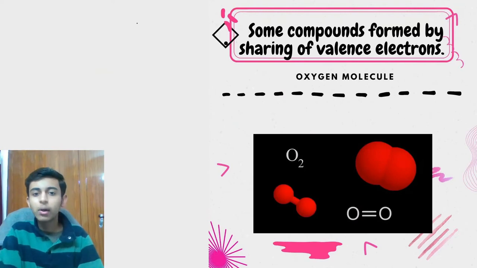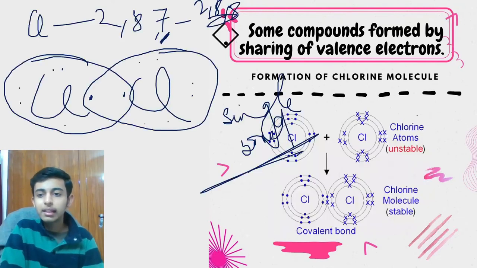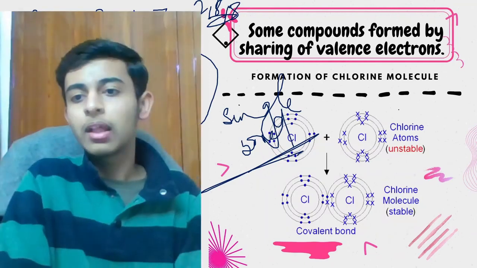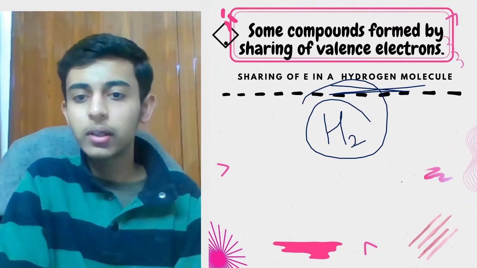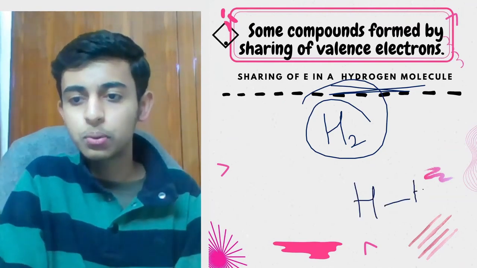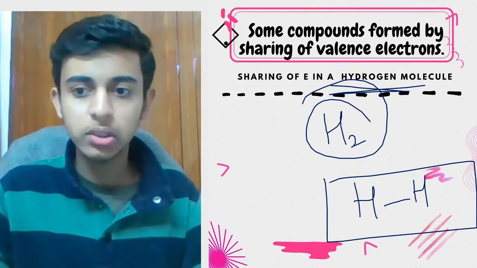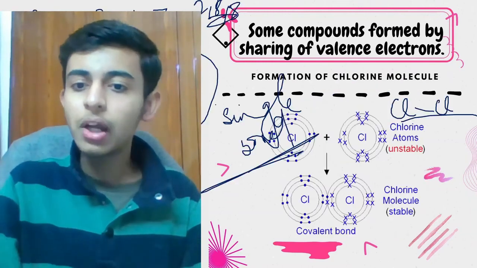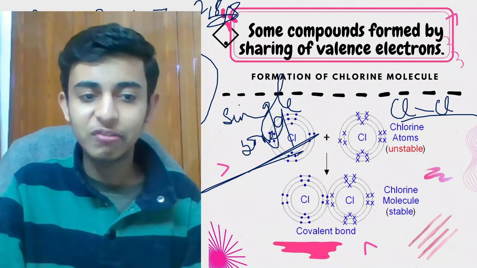Clear? And remember, we represent a single bond by a single dash: Cl-Cl. Similarly over here, hydrogen-hydrogen. So this is the way of representing the single bond. Clear? Now they both are stable and happy.